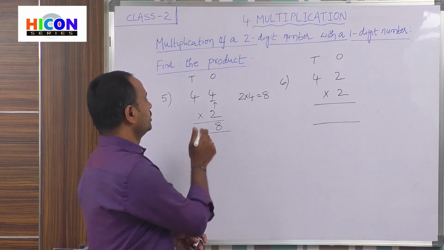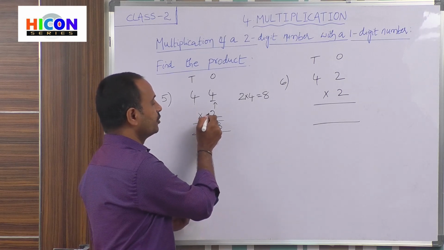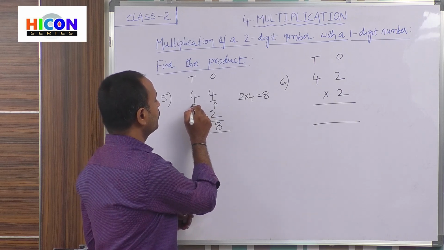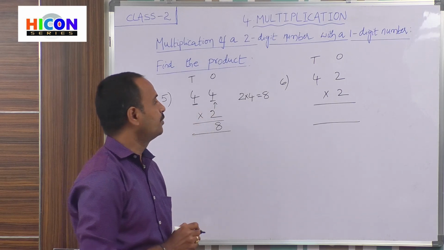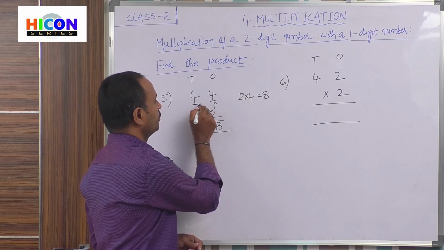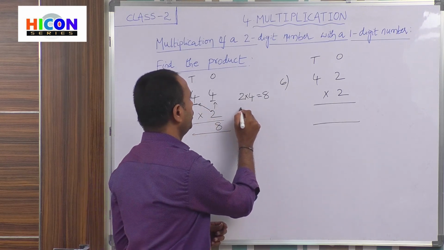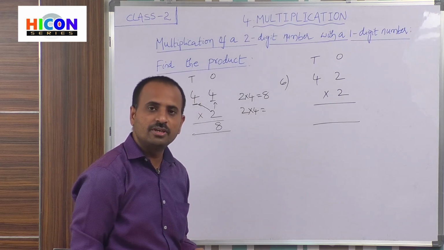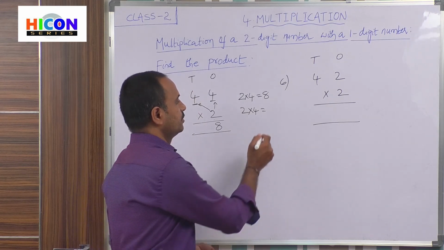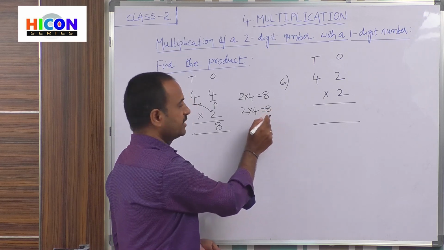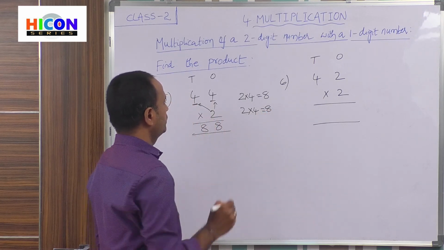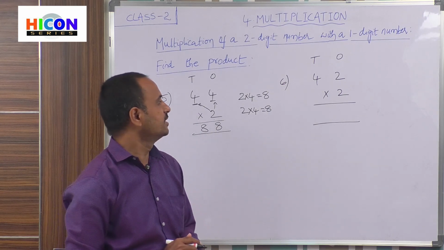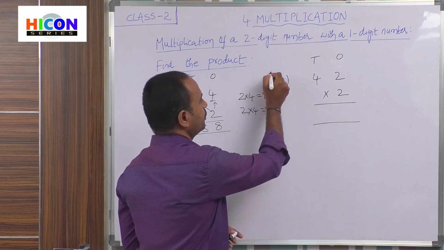Multiply the digit present in the tens place with 2. Which digit is present in tens place? Here 4 is present in tens place. So multiply 4 with 2. That is 2 into 4. Again we will get, 2 4s are how much, children? 2 4s are 8. Write this 8 under tens place. So the answer is 88.